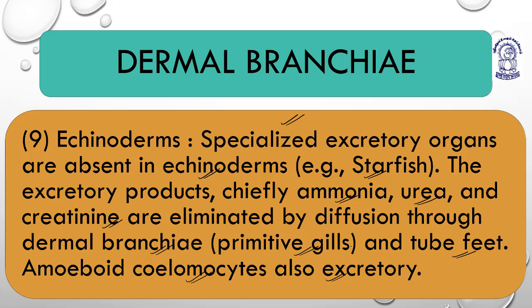So in echinoderms, there are no specialized excretory organs. For example, in starfish, the excretory products, chiefly ammonia, urea, and creatinine, are eliminated by diffusion through dermal branchiae, that is primitive gills, and tube feet. Amoeboid coelomocytes also act as excretory in function.